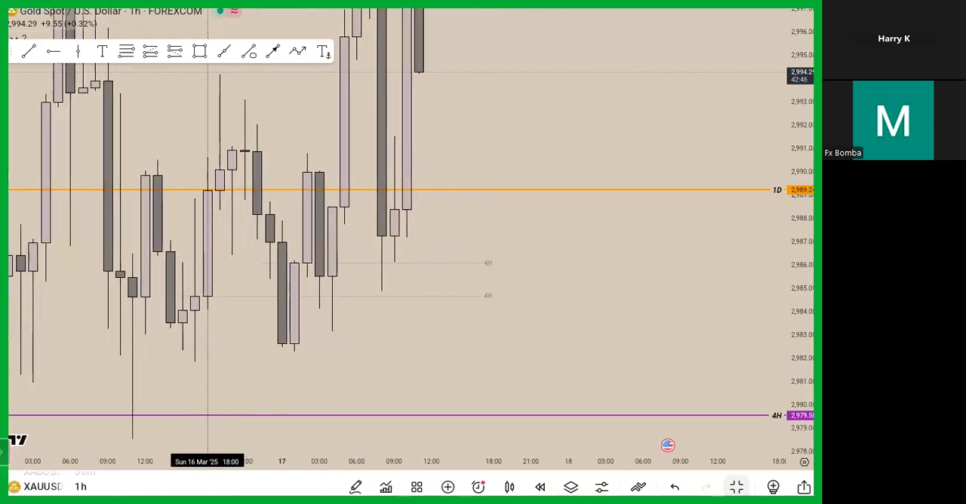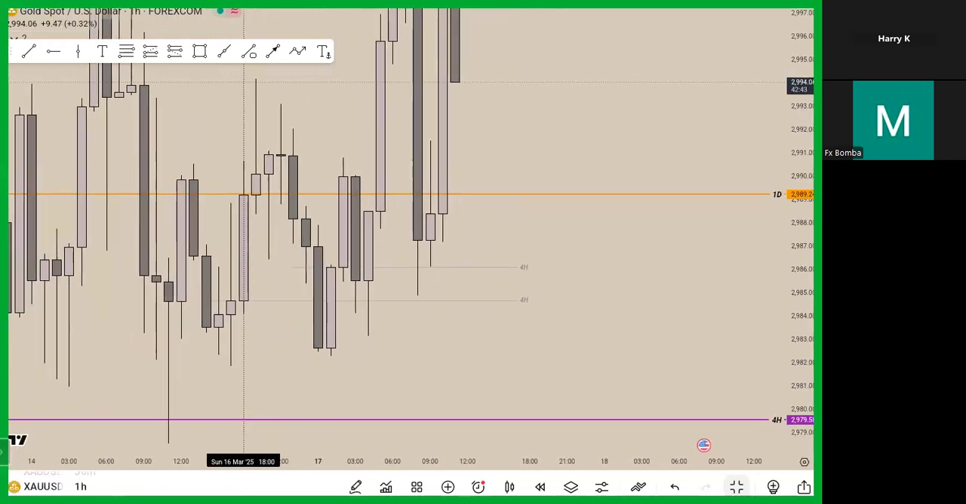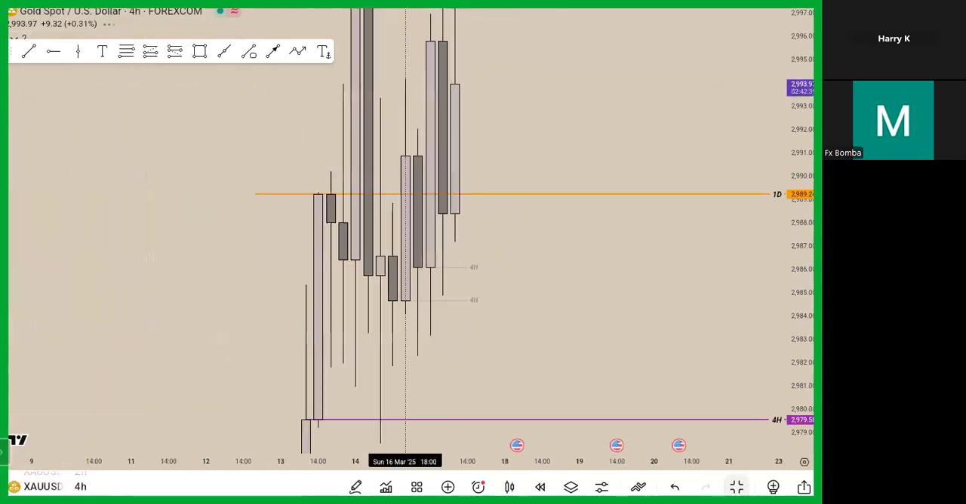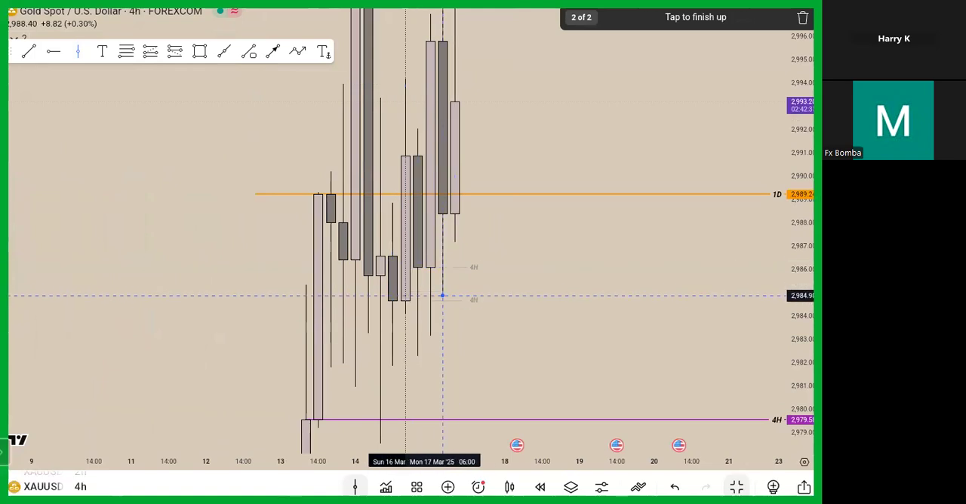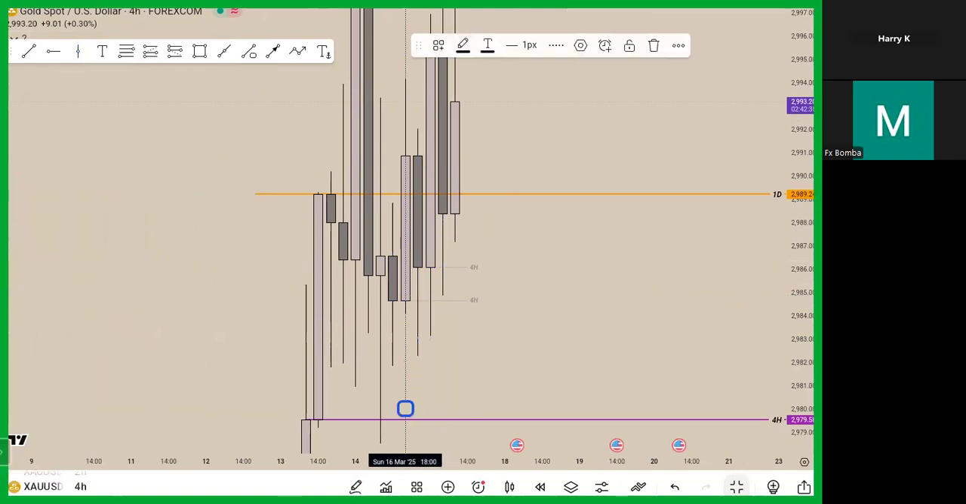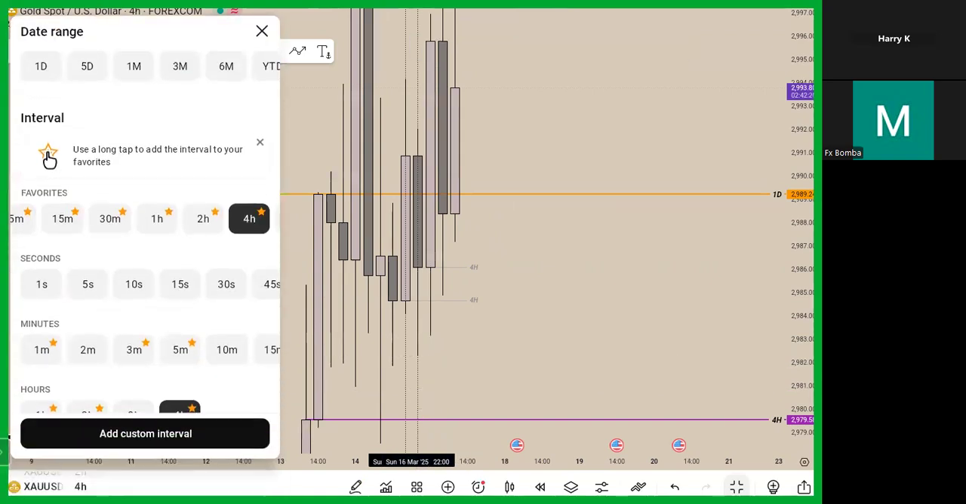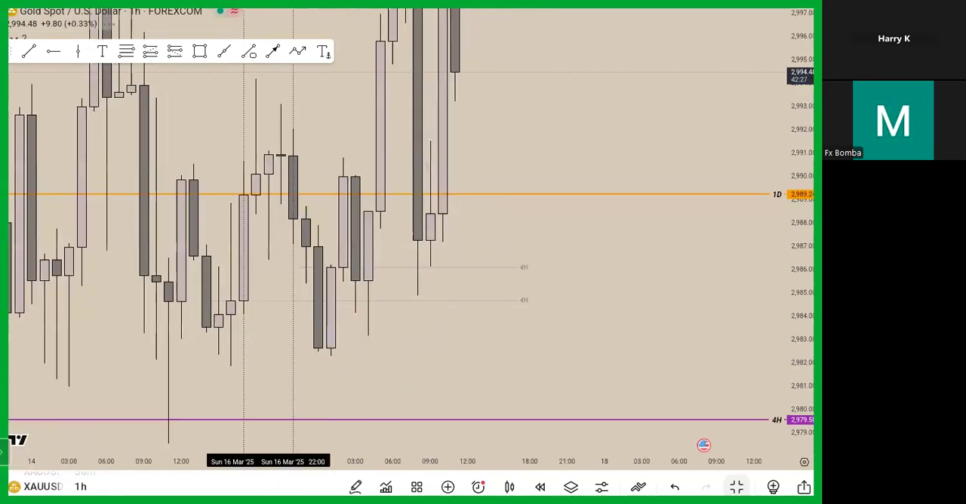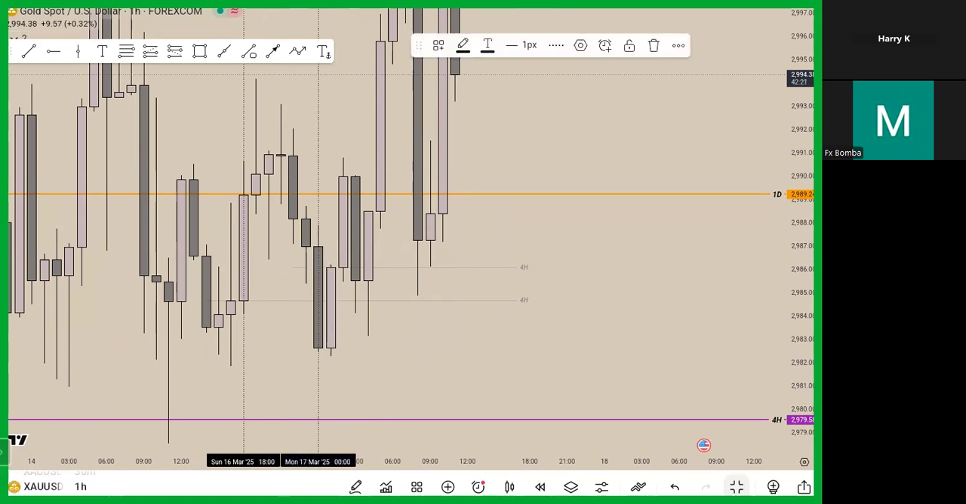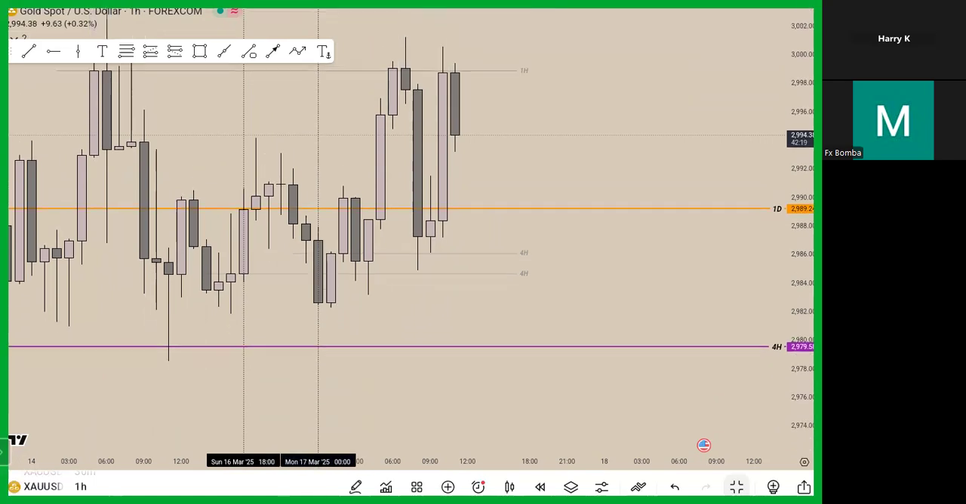Then from there, this was the Asia. Let me mark it for you, because you don't go during Asia. These two candles, that was Asia. Let's go to 1 hour and see. Yes, that was Asia.